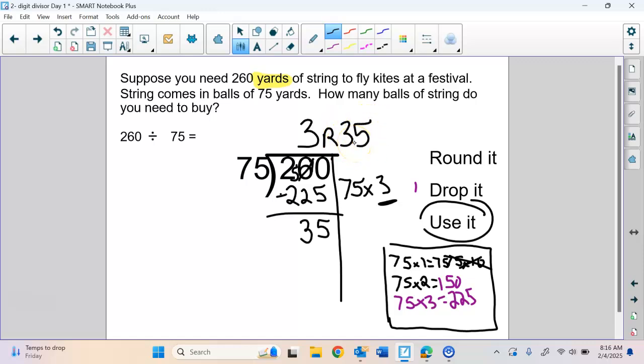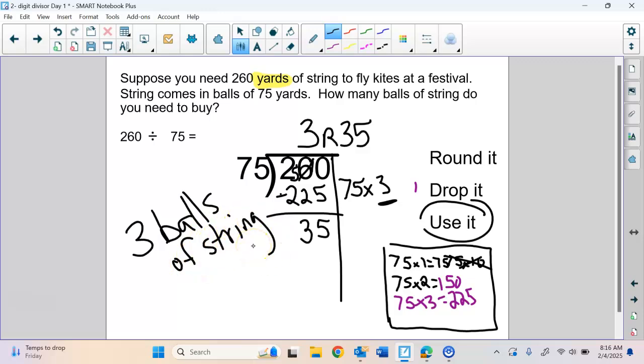So I took 260 yards, broke it down into groups of 75, and I have 3 groups of 75, which means 3 balls of string, but then I have 35 yards left over. Can I turn that into a fraction? Can I say I need 3 and 35 75ths balls of string? Can I walk into Hobby Lobby, Michael's, a craft store, Walmart, and say, hey, I need 3 and 35 75ths balls of string? No, they would look at you like you're crazy.